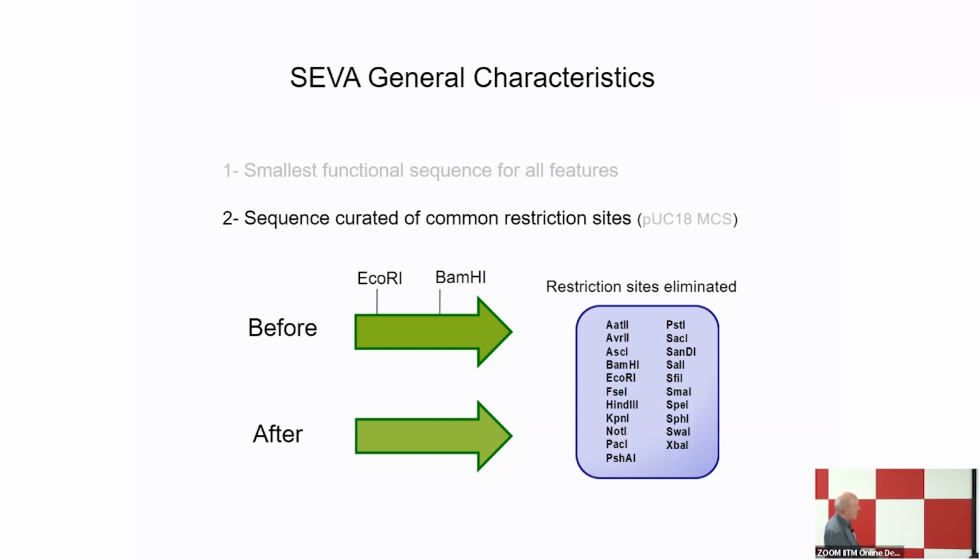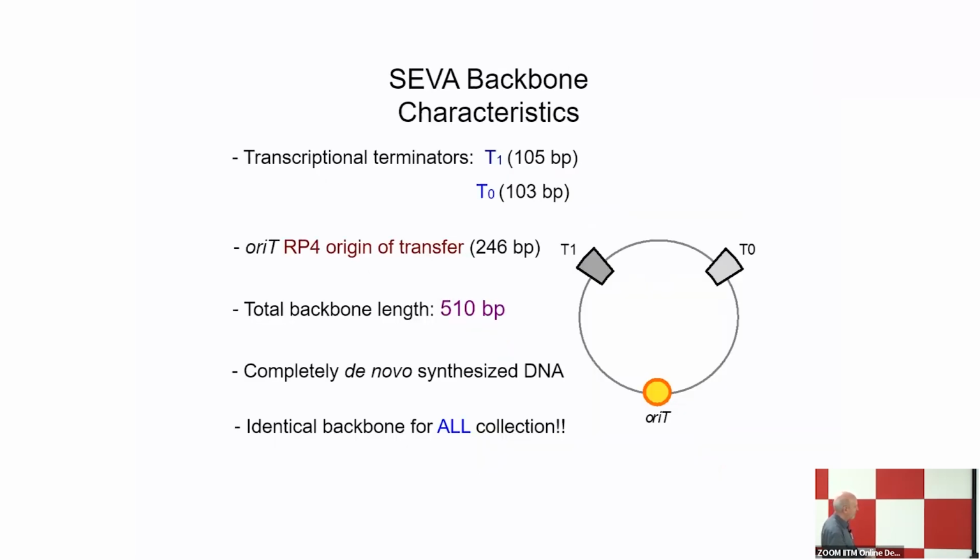So one of the components can be this one, but this is the natural sequence, but we have these two sites there that we don't want. So we resynthesize, we edit the sequence to synthesize, to eliminate these two sites. Now, what are the characteristics of the backbone?